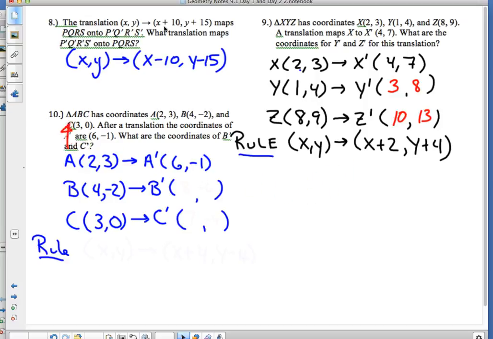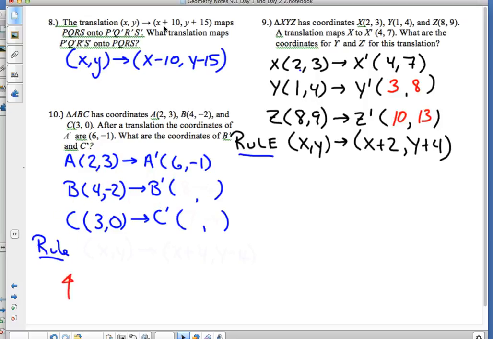Okay, same idea in 10. Triangle ABC has coordinates A (2, 3), B (4, negative 2), and C (3, 0). After translation, the coordinates of A prime are (6, negative 1). What are the coordinates of B prime and C prime? Well, A is (2, 3), and A prime is (6, negative 1). So I added 4 to my x and I subtracted 4 from my y.